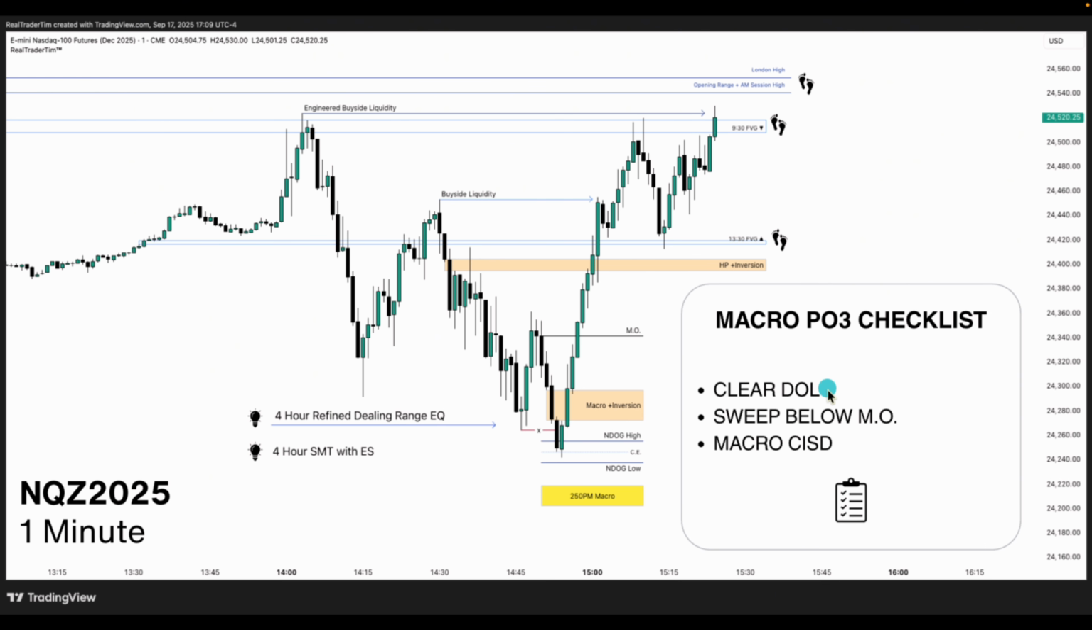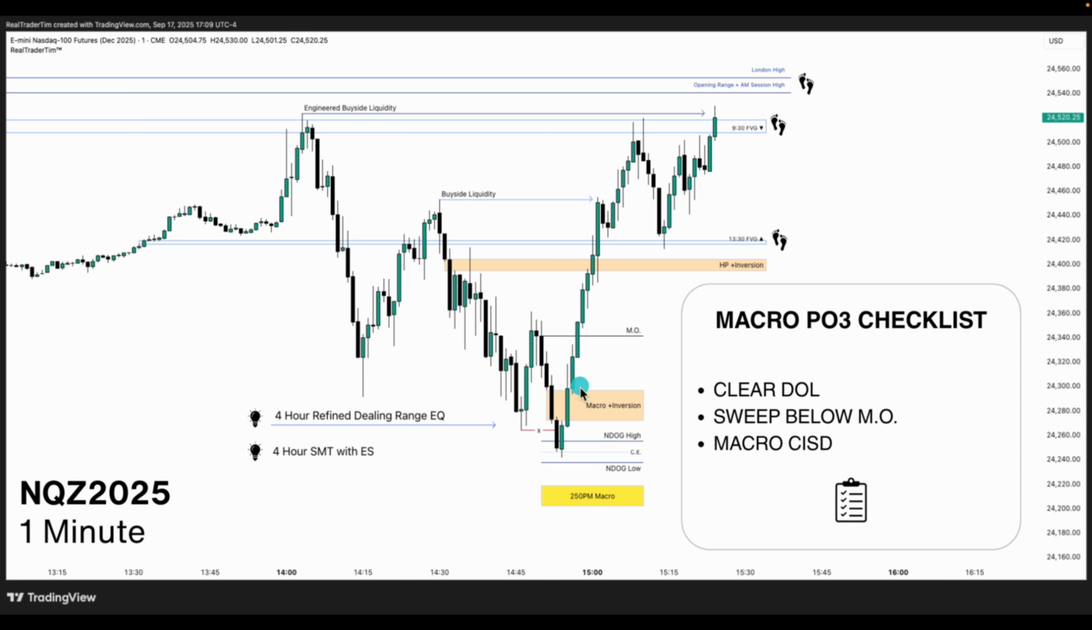We have a clear draw, as we have established. We have a sweep below macro open. Now, all we're waiting for is a macro change in the state of delivery. Okay, what does that mean? You have a SIBI right here or a bearish fair value gap. We go down, respect the new day opening gap. We displace and close above the macro inversion.